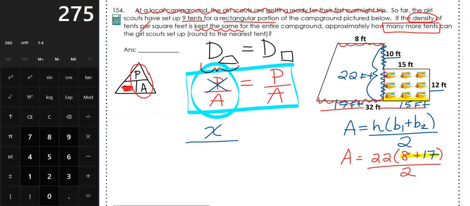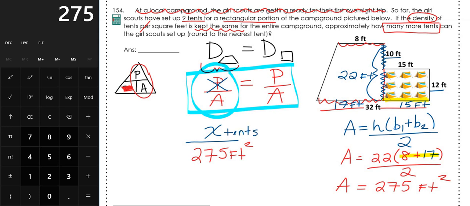Okay, so my area for the trapezoid is exactly 275 square feet. Why did I need that? Well, area is the denominator when you're doing population density. So I'm going to plug in 275 feet squared. And remember, the x stands for the number of tenths that we have. And in this case, that's what we're looking for in our trapezoid section.